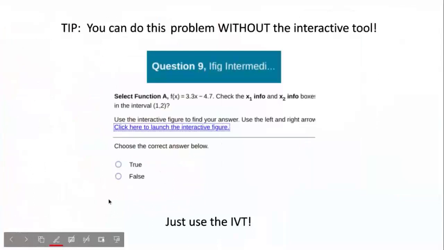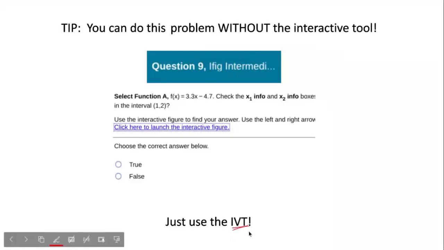All right, this last slide, this is a homework help. You have a homework problem. It's question number 9, just like this says here, and it looks just like this. I've had several students contact me before about this interactive tool and figure where they just got really confused. So here is my tip to you. Do not use the interactive figure. I know it says click to launch it, but you don't need it.